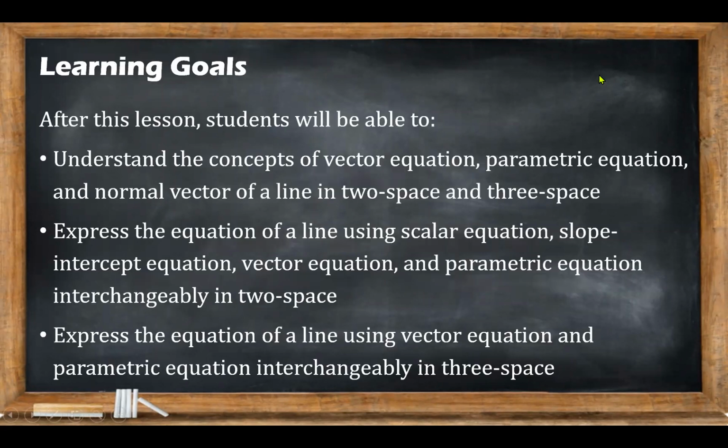Okay, first of all, let's have a look at today's learning goals. After this lesson, you are expected to be able to understand the concept of vector equation, parametric equation, and normal vectors of a line in 2 space and 3 space. Then express the equation of a line using scalar equation, slope-intercept equation, vector equation, and parametric equation interchangeably in 2 space. Also express the equation of a line using vector equation and parametric equation interchangeably in 3 space. Okay, so we'll have a look at the concepts one by one.